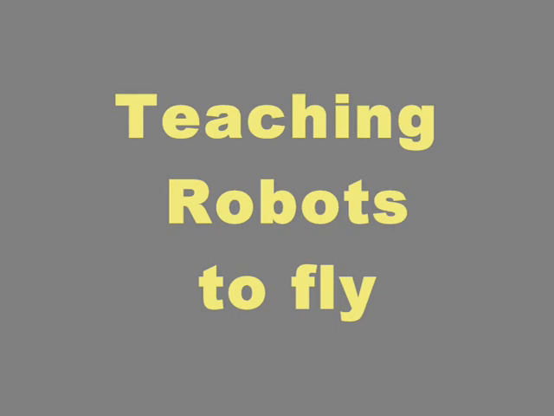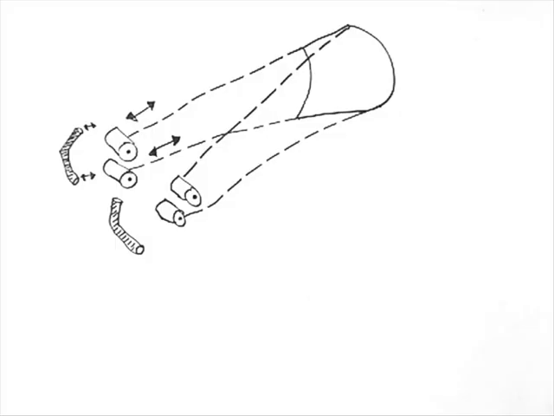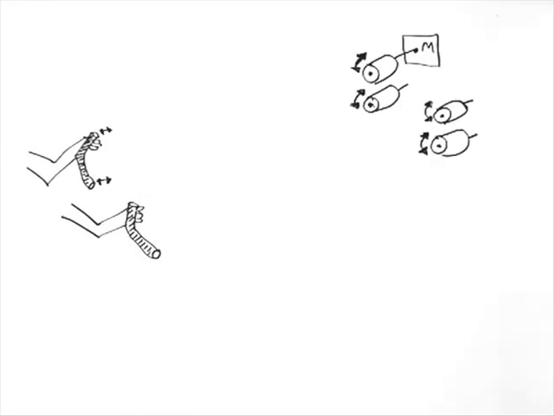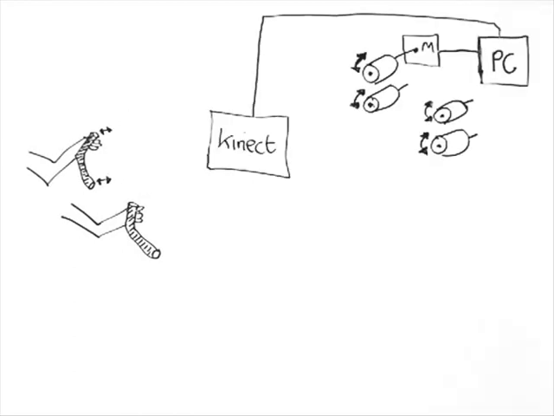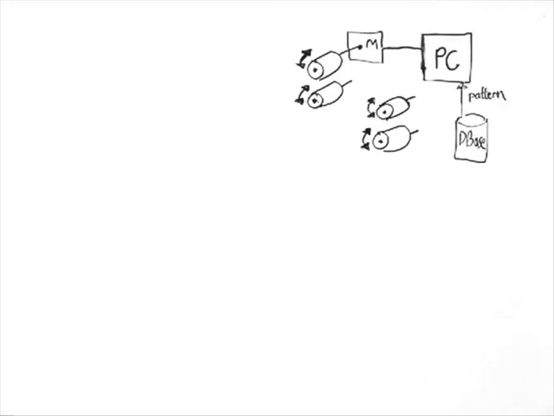In order to achieve autonomous kite control, the robot has to learn how to fly a kite. Using a Kinect sensor to capture the 3D pole positions of an expert flying a kite, multiple patterns can be stored in a database. The autonomous robot can then retrieve a pattern and replay it.